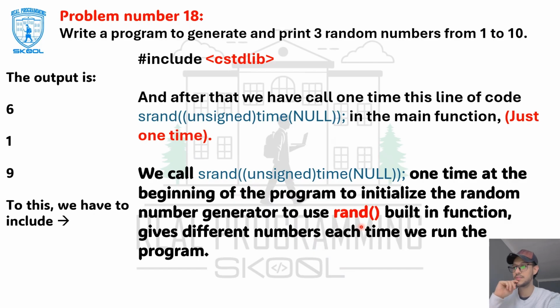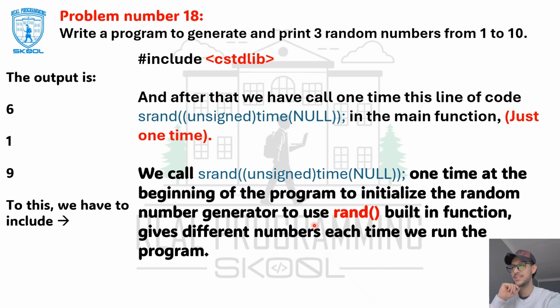This function exists inside the cstdlib library. Without the cstdlib library, we will not see srand and we will not see the rand built-in function. So first we include this library, and after that we use this line of code in the main function, and after that, to print different numbers, we do cout << rand(), writing the letters and the brackets.